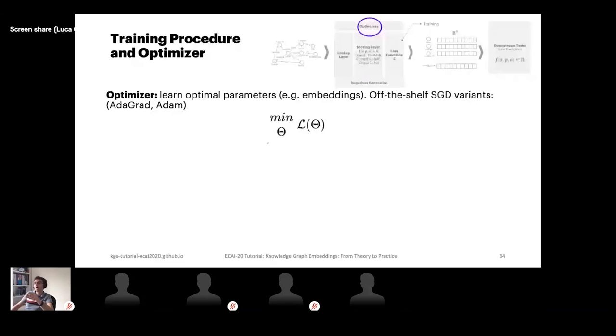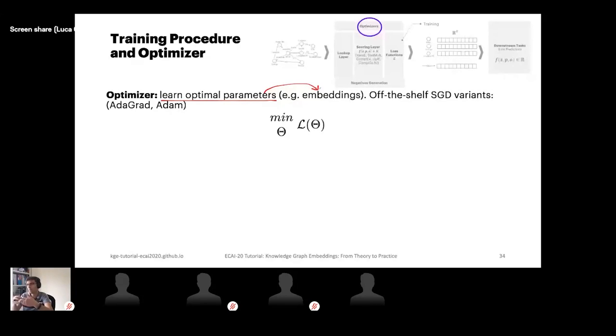Now, having said that, a few words on how the loss function is optimized, right? So we need an optimizer, obviously. As I said before, we're talking about neural architectures which are differentiable. And so, well, we use backpropagation, we use stochastic gradient descent, right? And the goal is to minimize the loss function such that we can learn optimal parameters, optimal weights, which happen to be the embeddings, right? So the trainable weights that are included in the loss function, the trainable variables, are the embeddings, right?